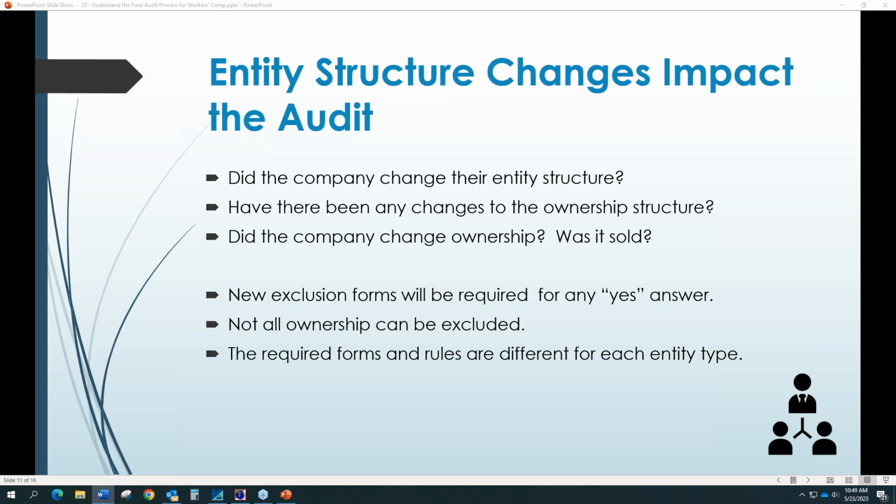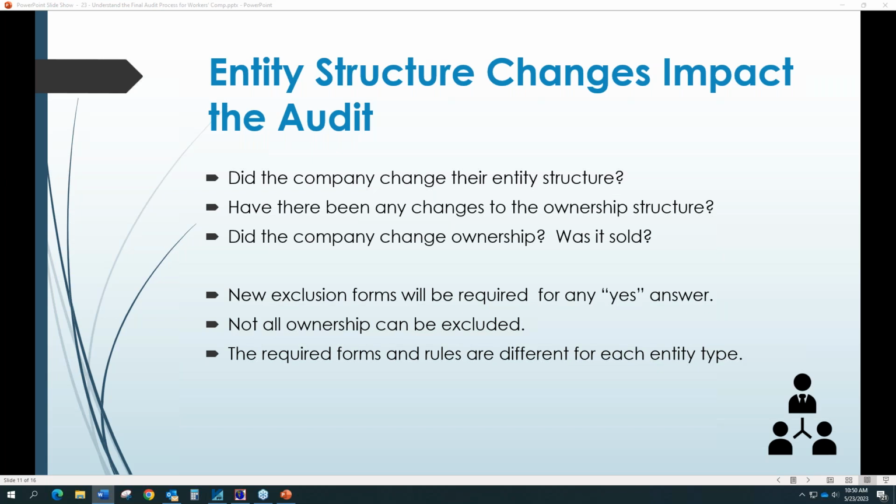All of these changes impact the audit significantly due to exclusion forms. Anytime there are changes like this, new exclusion forms are required for the new owners. And each of those entity types have their own set of rules and forms required. Not all ownership can be excluded. That's pretty rare. There are small rules for different percentages of ownership that wouldn't allow them to be excluded, but you can contact your underwriter in those special cases.